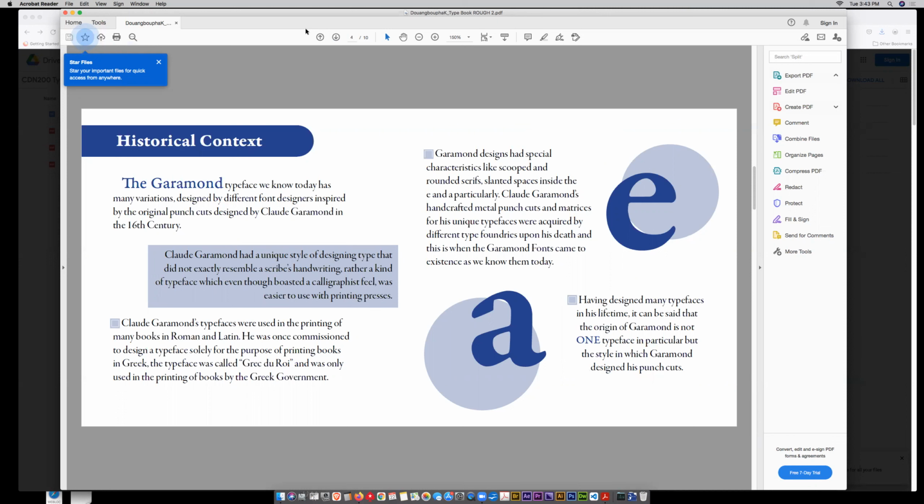Claude Garamond's typefaces were used in printing of many books in Roman and Latin. He was once commissioned to design a typeface solely for the purpose of printing books in Greek. The typeface was called Grec du Roi, possibly, and was used in the printing of books by the Greek government.